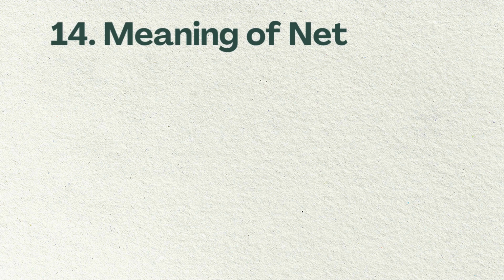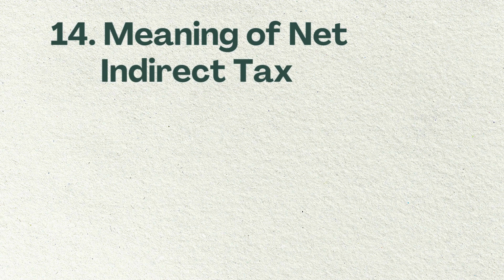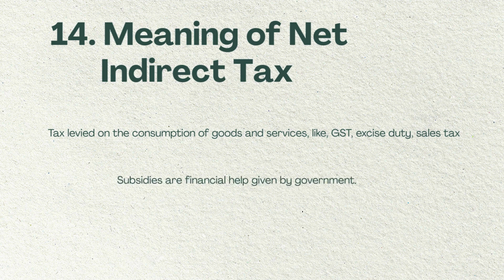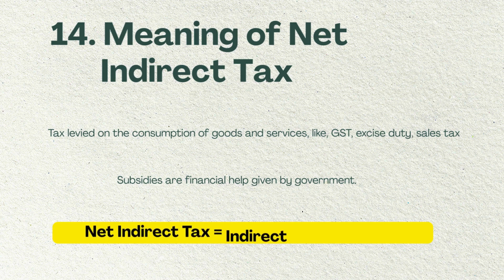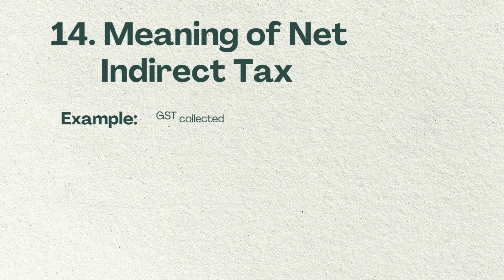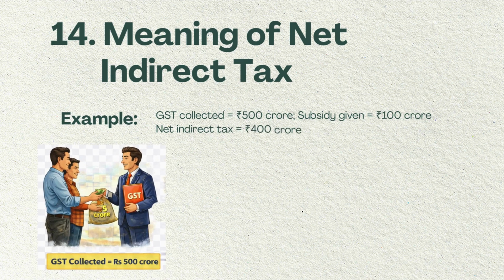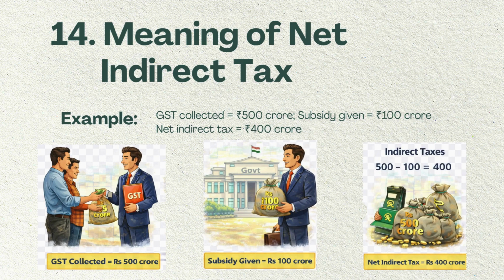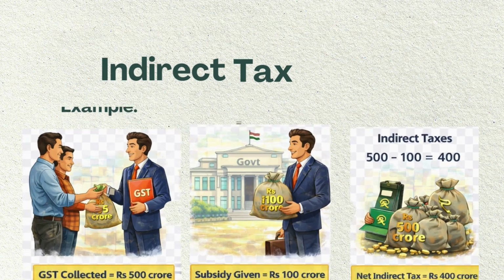14th, meaning of net indirect tax. It is the tax levied on the consumption of goods and services, like GST, excise duty, sales tax. Subsidies are financial help given by government. So, the formula for net indirect tax is indirect tax minus subsidies. For example, suppose GST collected is rupees 500 crores and subsidy is rupees 100 crores. Then, net indirect tax will be rupees 400 crores.